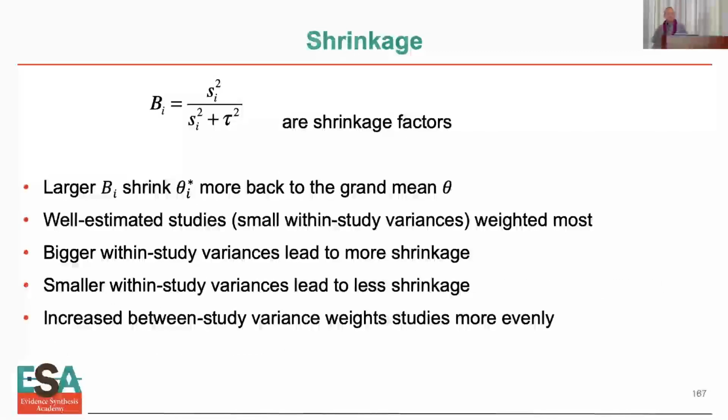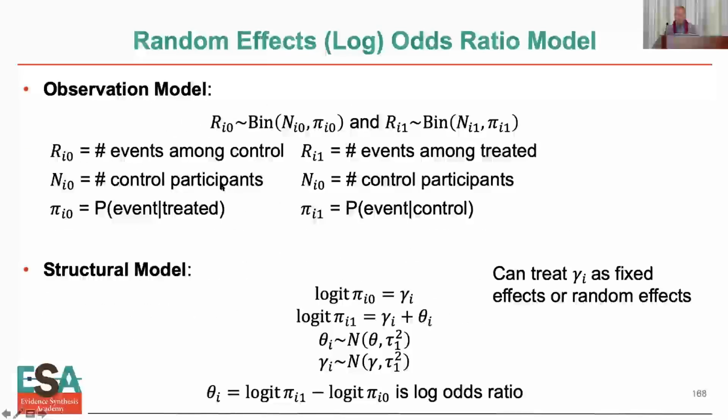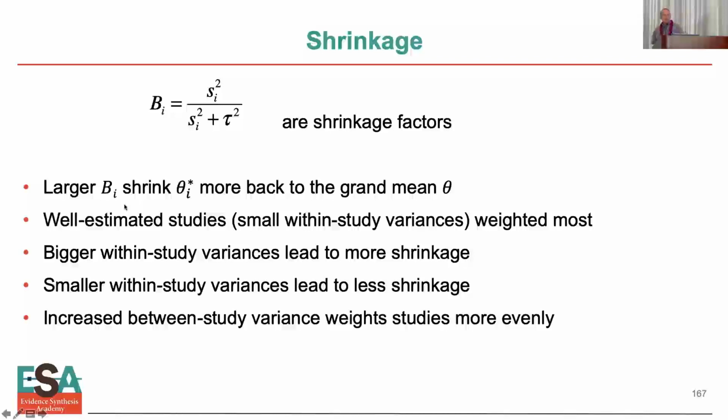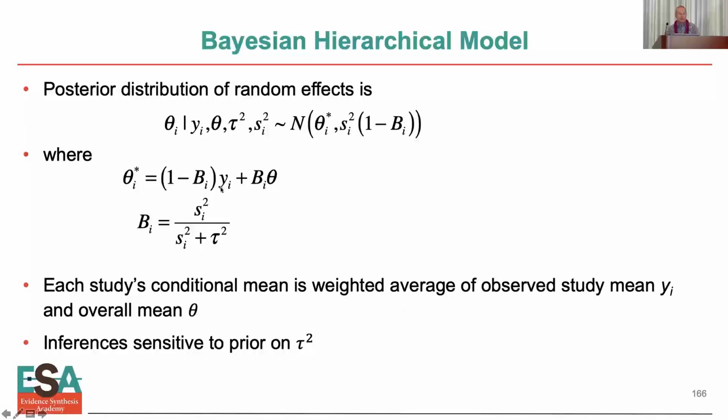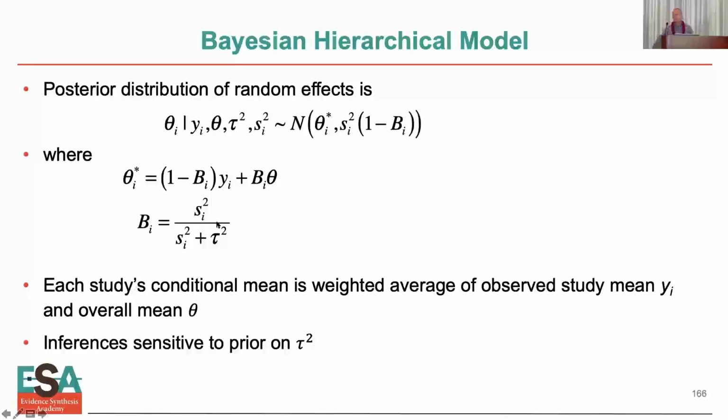These are the shrinkage factors, and basically if the factor is large, close to 1, you believe the overall mean, and if the factor is small, you believe the Y. So larger B_i's shrink more back to the grand mean, and therefore well-estimated studies with smaller within-study variances are weighted the most. Bigger within-study variances lead to more shrinkage, smaller within-study variances lead to less shrinkage, and increased between-study variance weights the studies more evenly. If you have a lot of between-study variability, tau squared is big, then B becomes small because tau squared is in the denominator, and if B becomes small, then you weight these studies more evenly. Because basically, if this is a large number, all these B_i's become the same, and every study gets the same weight.